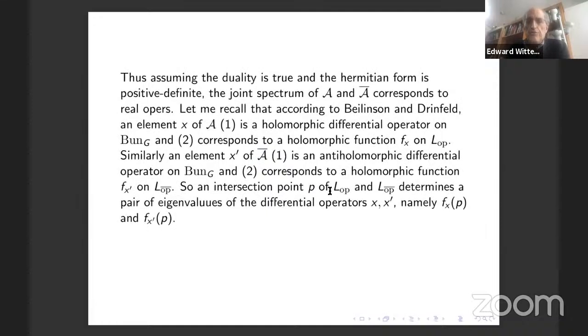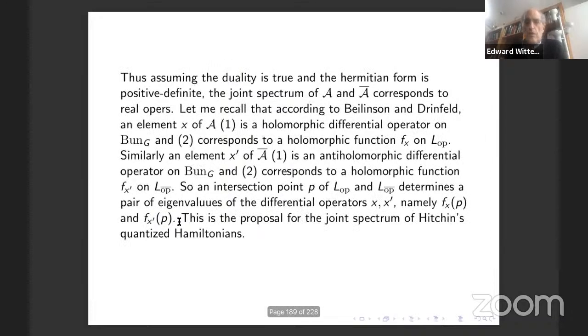So an intersection point of the two varieties determines a pair of eigenvalues for the differential operators X and X prime, namely the function corresponding to X evaluated at the intersection point, and likewise the function corresponding to X prime evaluated at the intersection point. So this is the proposal for the joint spectrum of Hitchin quantized Hamiltonians. And it's been, at least in some cases, partly justified by Eddinghoff, Frenkel, and Kazhdan.